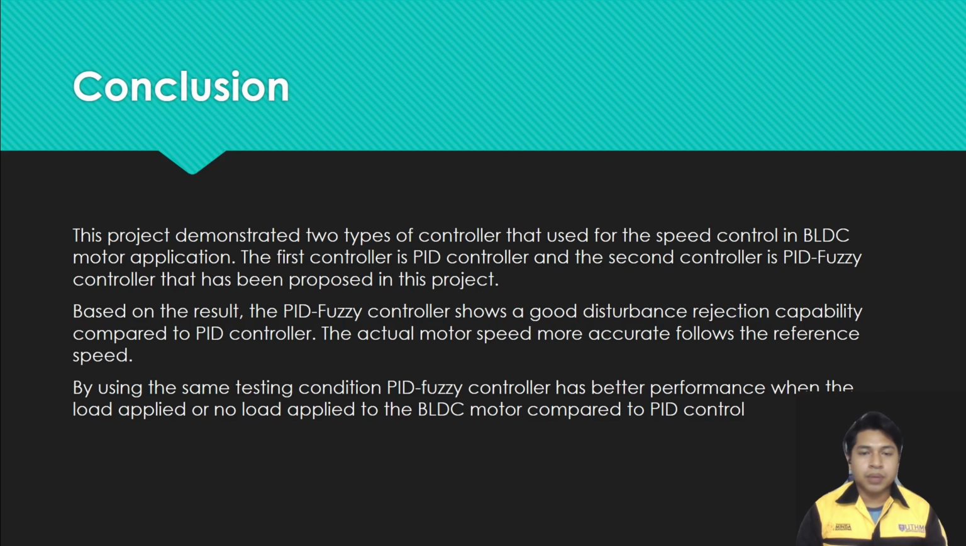Based on the results, the PID-fuzzy controller showed a good disturbance rejection capability compared to the PID controller. The actual motor speed more accurately followed the reference speed. By using the same testing conditions, the PID-fuzzy controller has better performance when the load is applied or no load is applied to the BLDC motor compared to the PID controller.